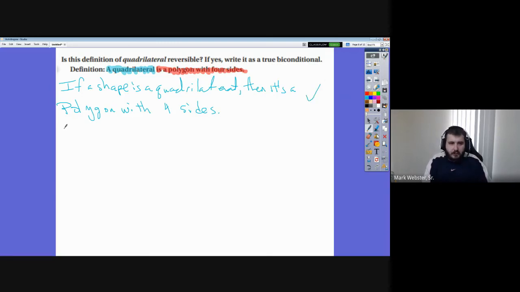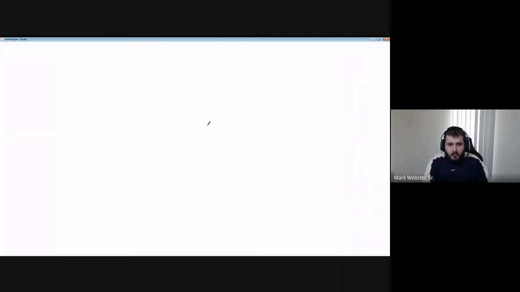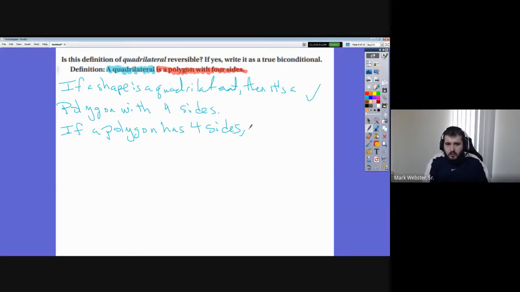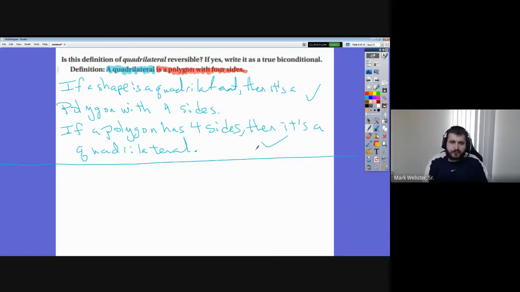Let's write it the other way. If a polygon has 4 sides, then it's a quadrilateral. Isn't that right? 4 sides means quadrilateral. So we know this is true in both directions. So we can write our biconditional.